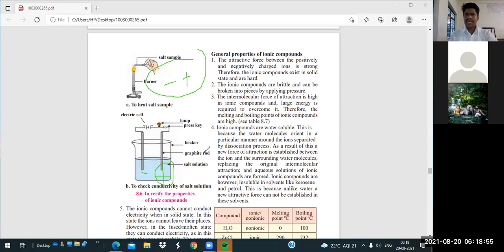This is because, unlike water, a new attractive force cannot be established in other solvents. Ionic compounds are insoluble in solvents like kerosene and petrol. In water they can easily dissolve, but in kerosene and petrol it is not possible, because, unlike water, a new attractive force cannot be established in these solvents. Got it, everyone? Yes or no?